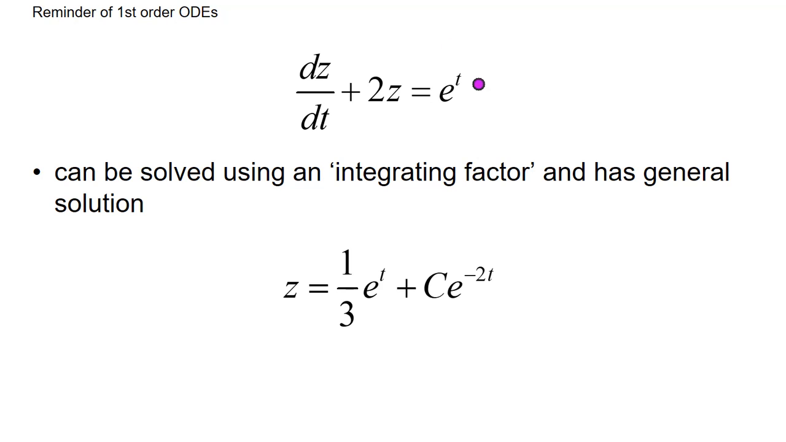Alternatively, we've seen the equation dz by dt plus 2z is equal to e to the t. This is one that we solve using an integrating factor, and we end up saying that z is equal to 1/3 of the exponential of t plus a constant times e to the minus 2t. Again, this contains a constant. This is the general solution.